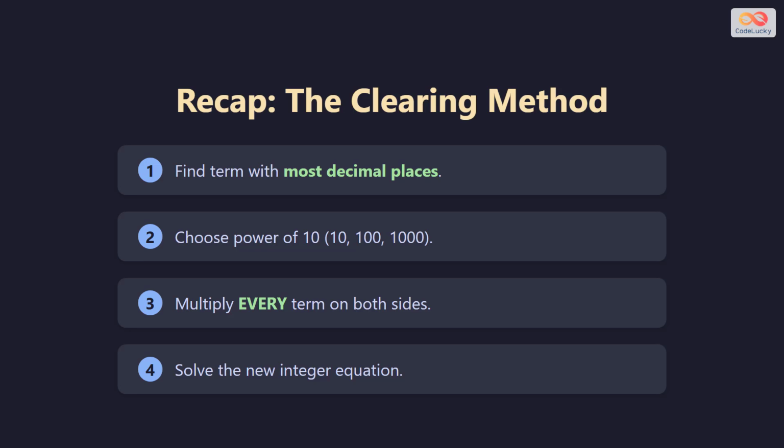To recap, always scan the equation for the term with the most decimal digits. Pick the matching power of 10, multiply every single term to clear the decimals, then solve the simple integer equation. You've got this.